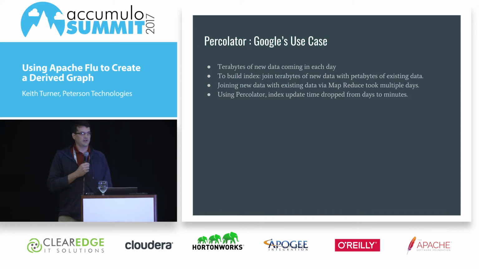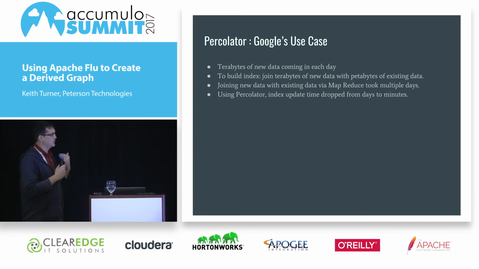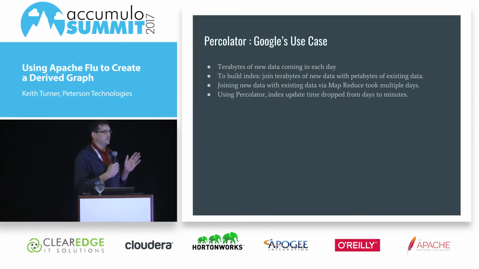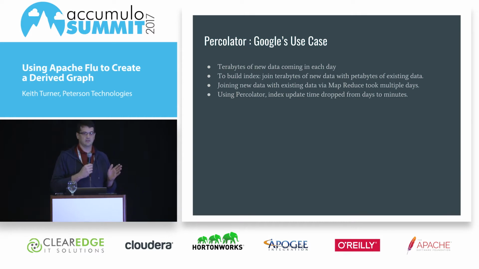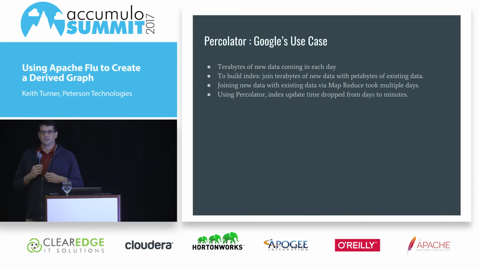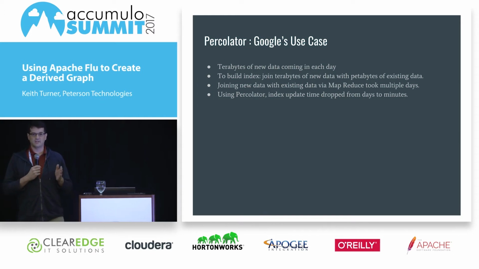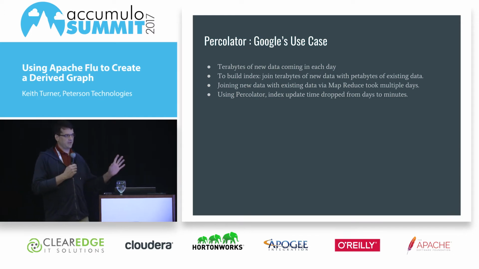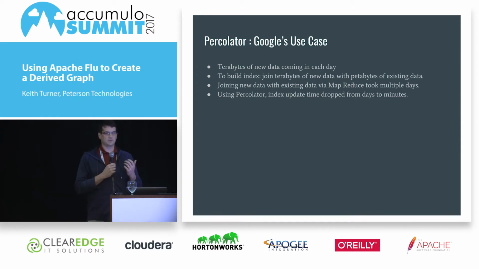So Fluo is based on Percolator, which is a paper released by Google. And this is the use case that's described in the Percolator paper. Google developed this because they have their own copy of the web sitting on their clusters, petabytes of data, and every day they're crawling the web and bringing in updates to that. What they used to do is run, I think in the paper they said, a series of like 100 MapReduce jobs to take their copy of the web, petabytes of data plus the terabytes of new data, and produce an index of the entire web. And I think in the paper they said this would take like 3 days.